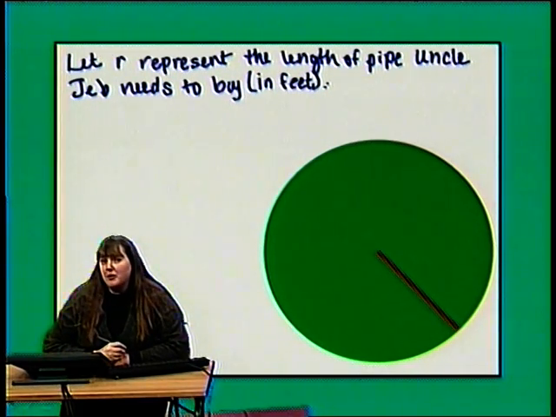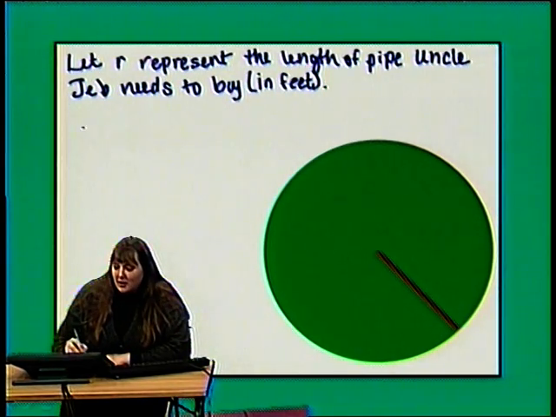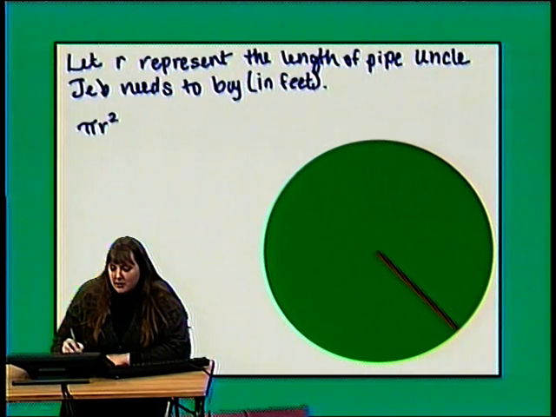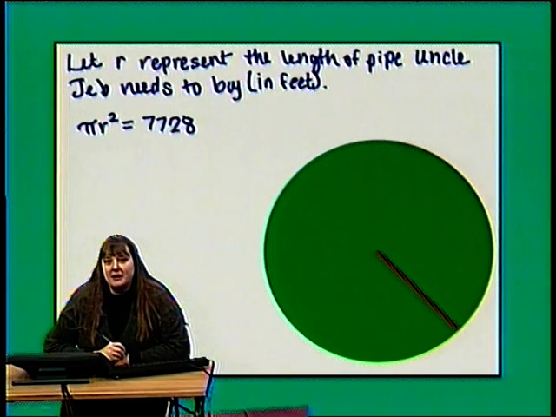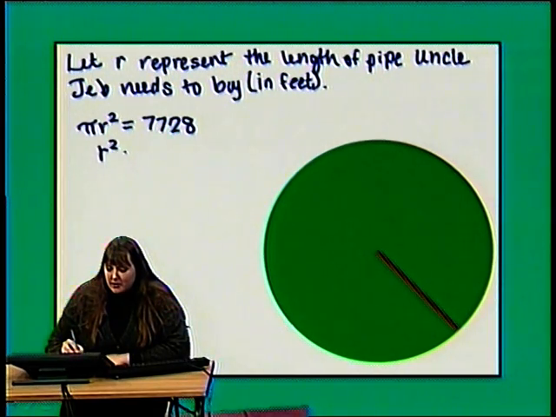Well, we know that the area of this field is 7,728 square feet. How do we find the area of a circle? Well, that's one of our formulas from geometry again. The area of a circle is pi r squared. So the area of the field is going to be pi times, notice I picked r as the length of the pipe, pi times r squared is going to have to equal 7,728. To solve for r squared, I need to divide both sides of this equation by pi. So r squared equals 7,728 divided by pi.